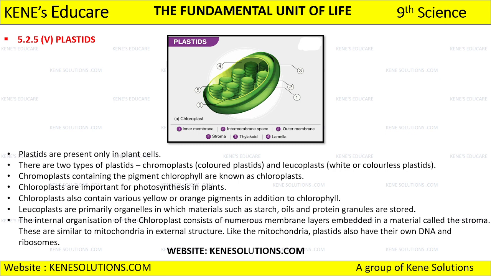Now we know that chromo means color, right? So the colored plastids are known as chromoplast, and the other ones, which are white or colorless, are called leucoplast. Okay, chromoplast is colored plastids and leucoplast is white or colorless plastids. Then when it comes to chromoplast, chromoplasts containing the pigment chlorophyll are known as chloroplasts.